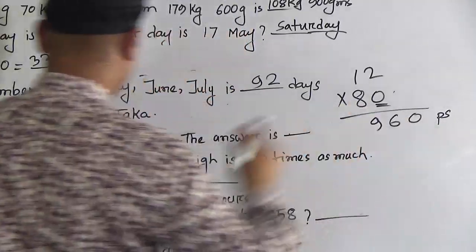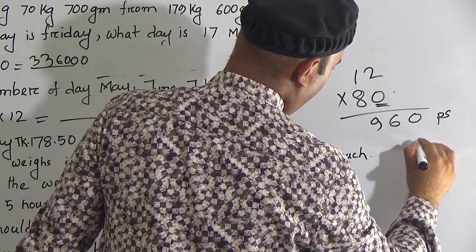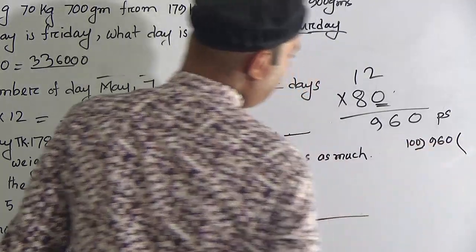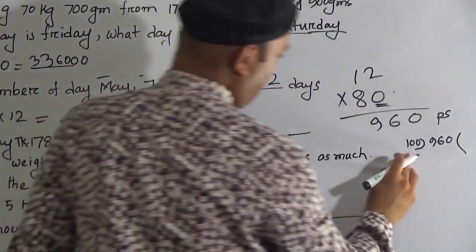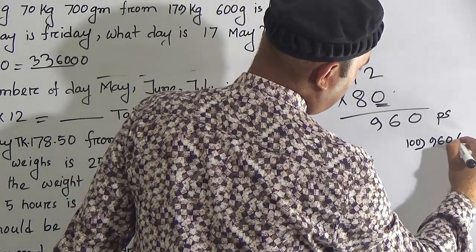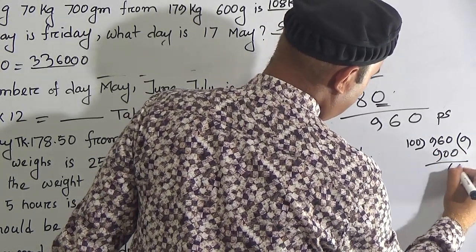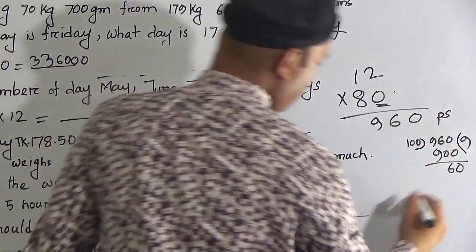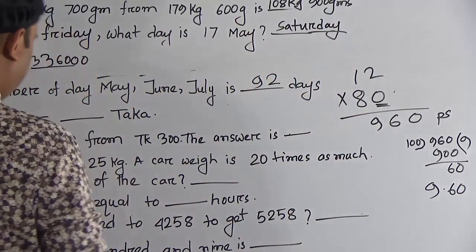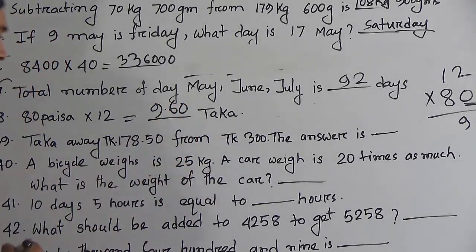We have to determine how many takas are there. We have to divide by 100, because we know that 100 paisa is equal to 1 taka, and 100 goes into 960 nine times, it will be 900, and remaining is 60 paisa. So we can write here 9.60 taka. 9.60 taka is the required answer.